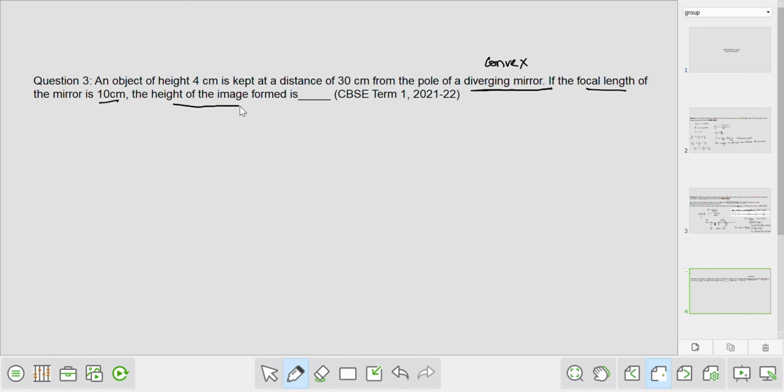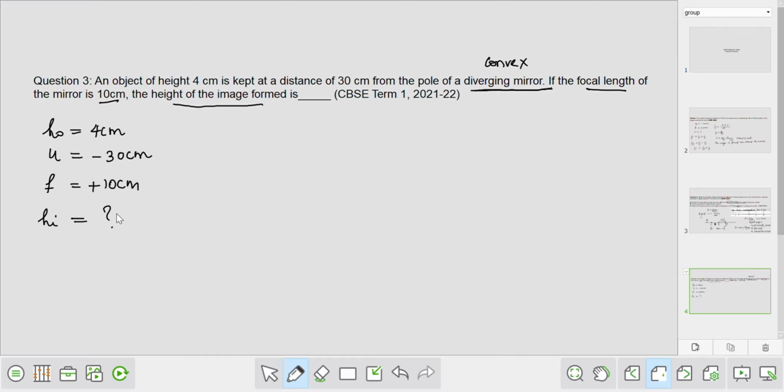So you have to find HI. Here HO is given. HO is 4 centimeter. Then the object distance is minus 30 centimeter. So you have to apply the sign convention. It is a diverging mirror, so the focal length is plus 10 centimeter. Then you have to find HI. In order to find HI, we need to find V first.